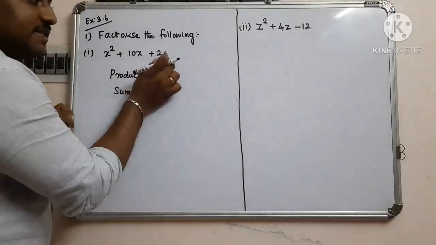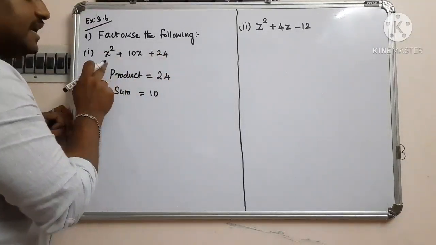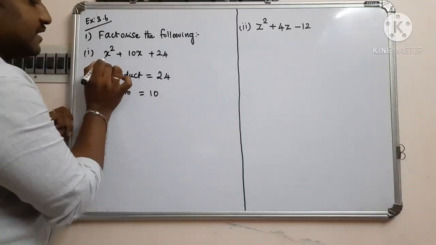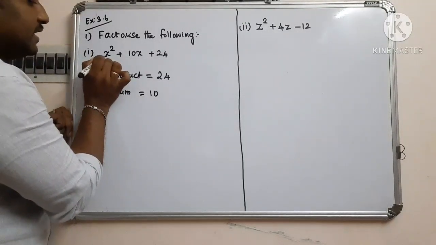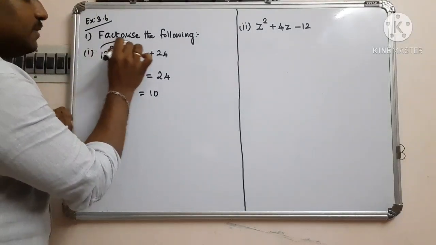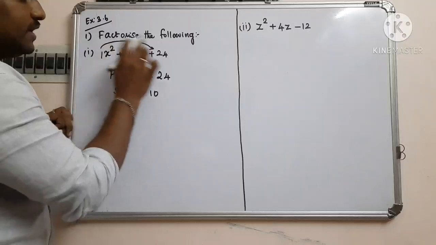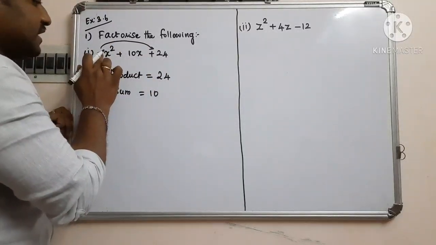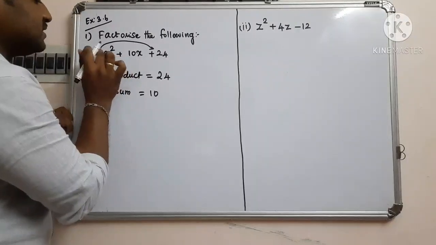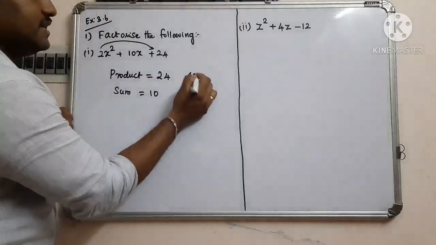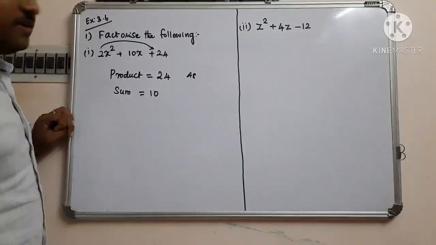So the product is the constant term. If there is an x square coefficient, here the x square coefficient is 1, that should be multiplied with 24. So 1 into 24 is considered as the product. But if 2 were there, we would have to multiply 2 into 24, which is 48, as the product value. Clear?